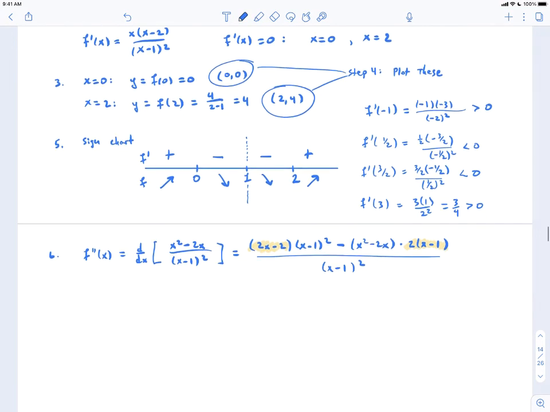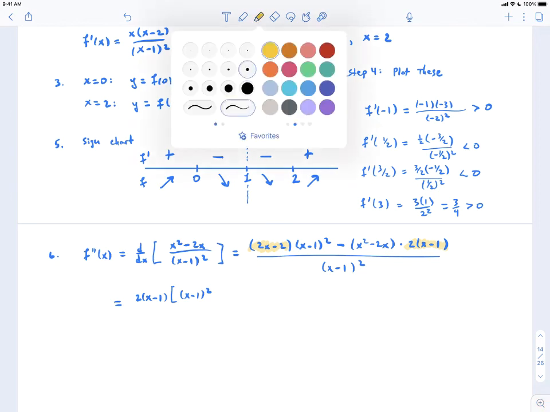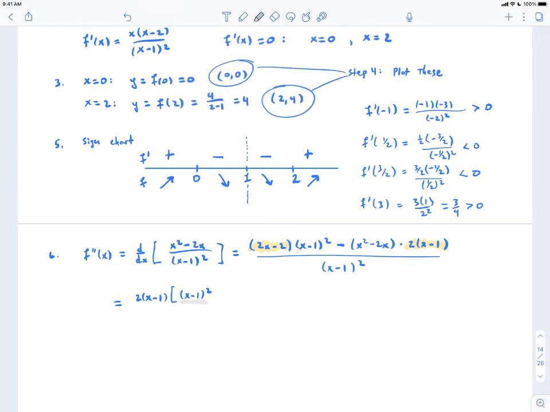So what are we going to have? We're going to have that this is equal to, if we factor that out, 2 times x minus 1. And what's left behind is an x minus 1 quantity squared. That's from here. So this term is that term. And then we're going to subtract an x squared minus 2x. And all of this is divided by x minus 1 quantity squared, which just for fun I'm going to write as x minus 1 times x minus 1.